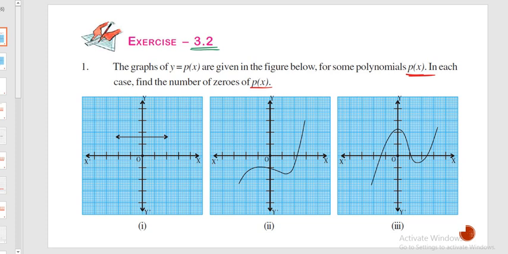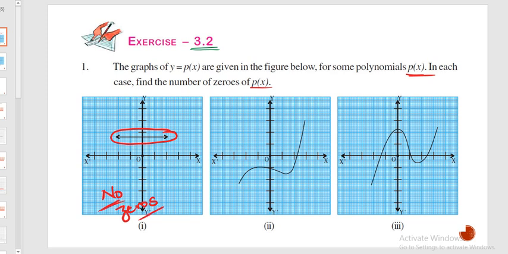So it is nothing but given by the point of intersection of my curve with the x-axis, right? So in this particular situation, is there an intersection point between the x-axis and my curve? There is no intersection. So what I can say here is there are no zeros for this particular situation.